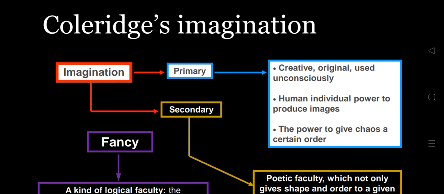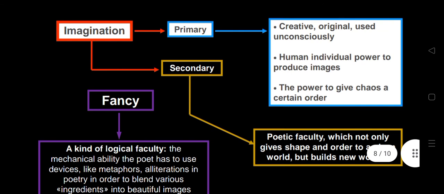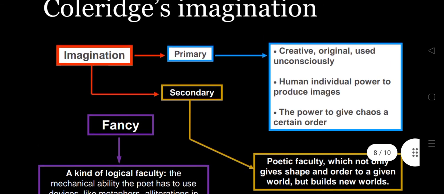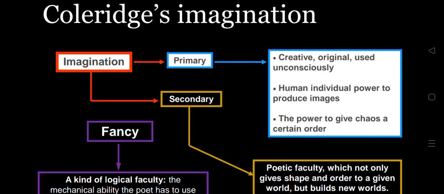Primary imagination is something that is creative, original, used unconsciously, something that has been revealed to you by nature. Creative, original, genuine, and it comes to you unconsciously. It is the human individual's power to produce images, and the power to give chaos a certain order through imagination. Coleridge believes that the primary stimulus behind any poetry is imagination. So first the poet imagines and then he writes.